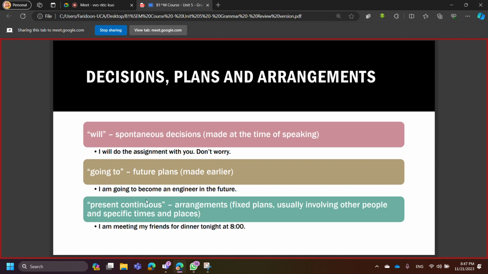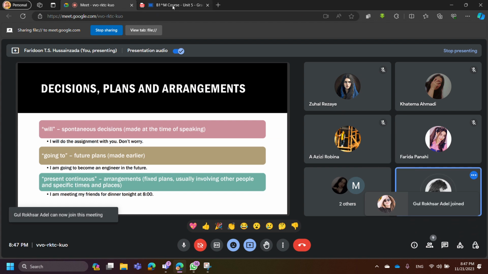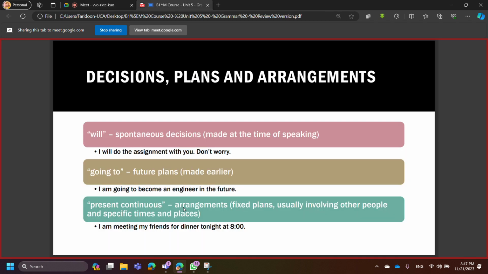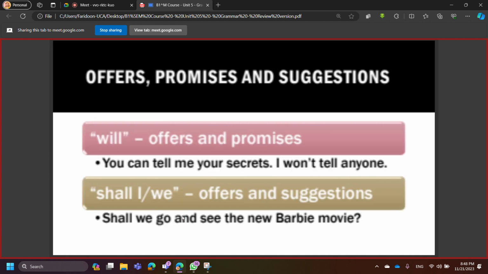Or you can also use present continuous for arrangements, like fixed plans, okay? It just means fixed plans, or arrangements, those that involve other people and specific times and specific places. For instance, I'm meeting my friends for dinner tonight at 8 o'clock. I'm meeting my friends tonight at 8 o'clock, or for dinner tonight at 8 o'clock. This is more of an arrangement rather than a future plan.